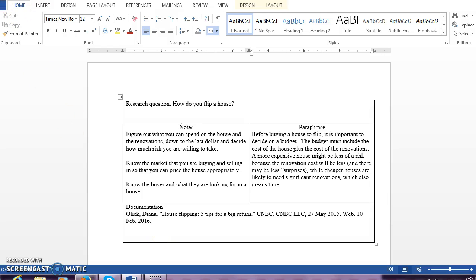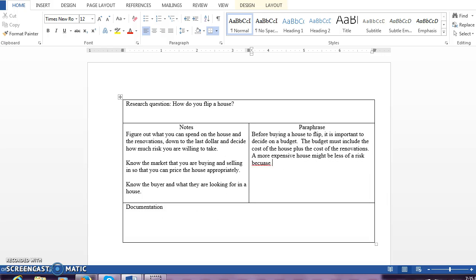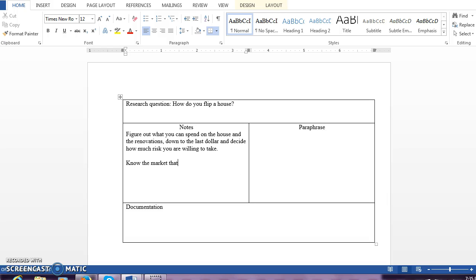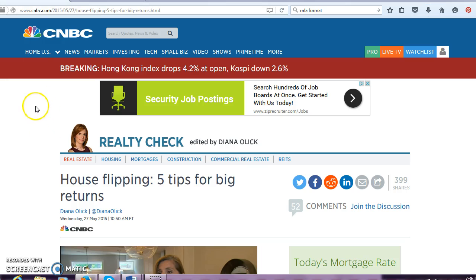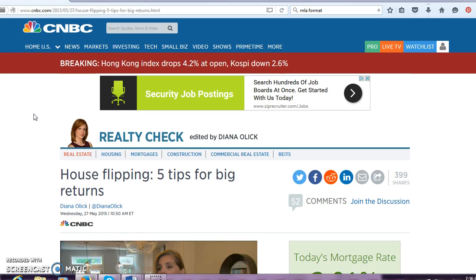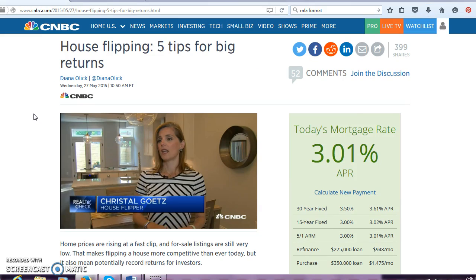Okay, so remember that this is what your note-taking sheet looks like. Okay, it looks something like this. And what I'm going to do is fill it out with you as we go along. So this particular note sheet is going to answer the question, how do you flip a house? And I went and found a website that I liked. It was a credible source. It's from CNBC, and it's 5 tips for big returns on house flipping. Okay, so that's what I'm taking notes off of.